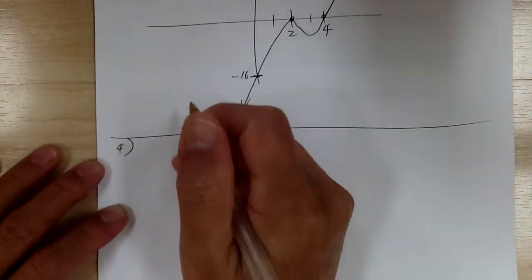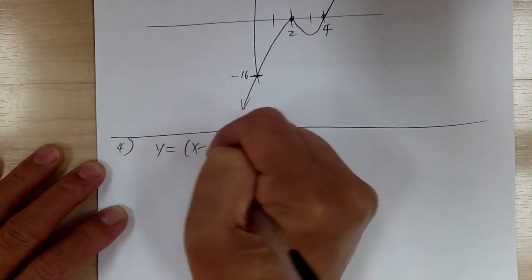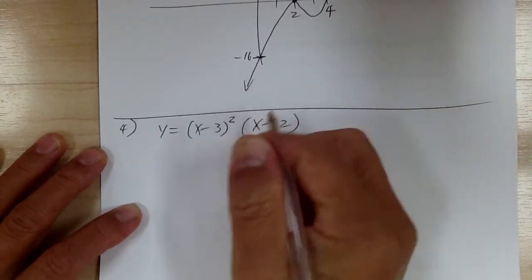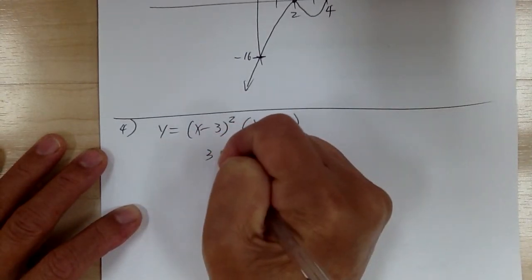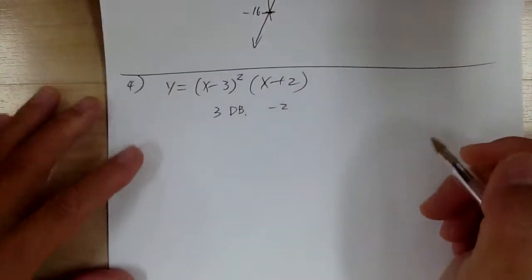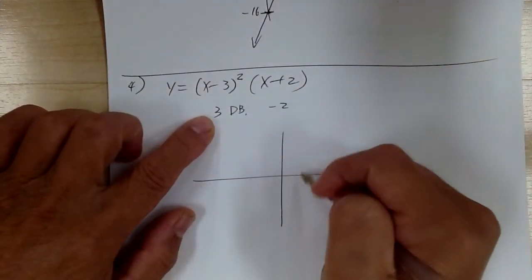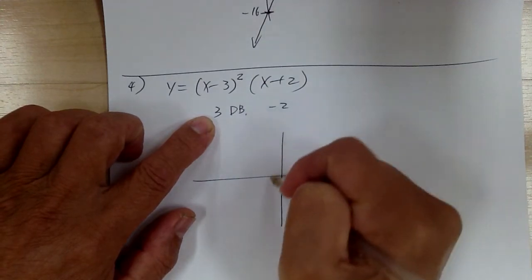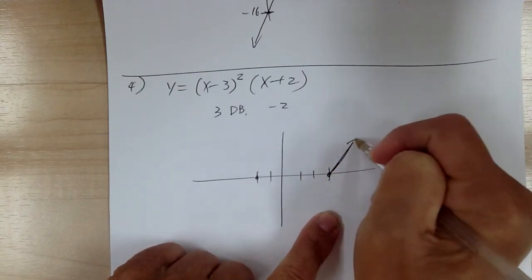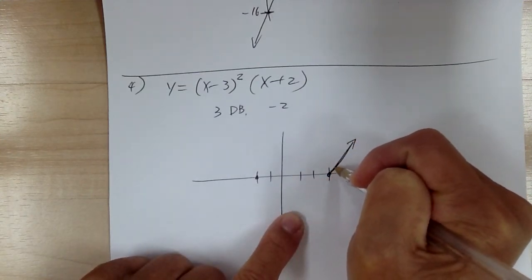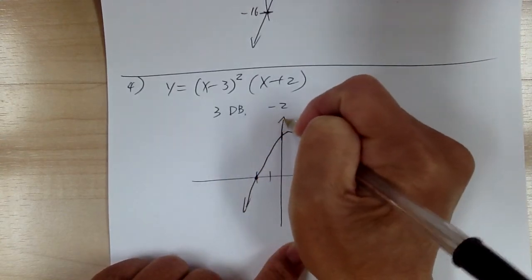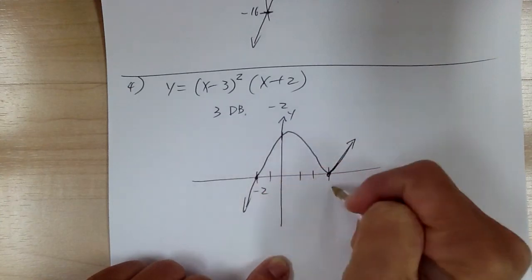Number 4, you have y equals (x − 3)² (x + 2). Your critical points would be 3, which is the double, and −2. So you're going to get 1, 2, 3, and −2. Again, this is the double, so when it's doubled, it doesn't go through. It bounces back up. This is your −2 and this is 3.